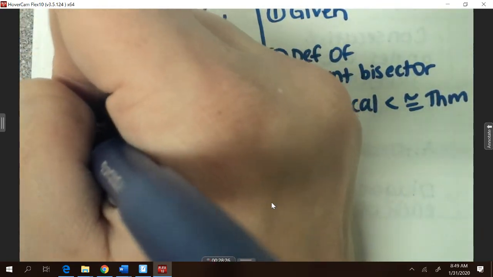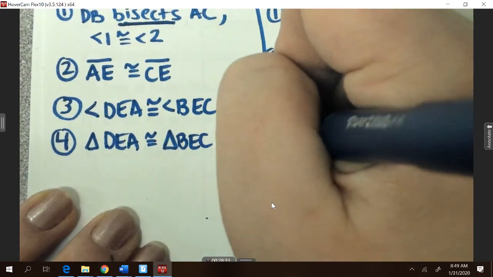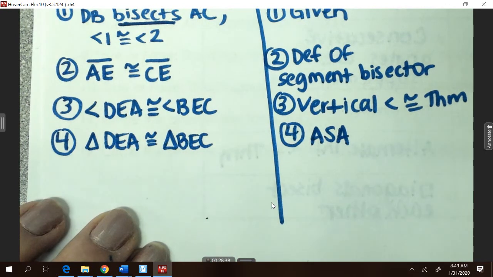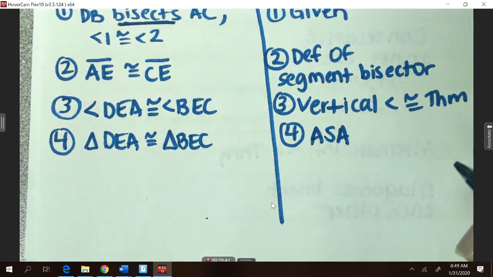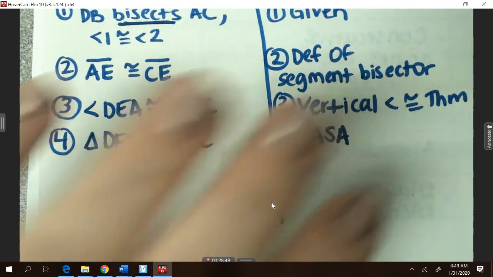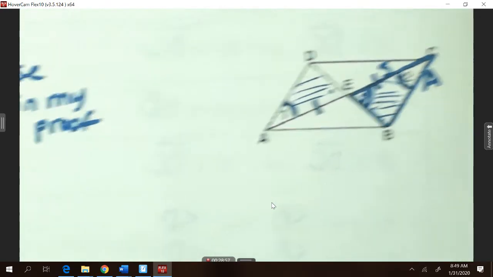Okay, so let's go ahead and name those triangles. I'm going to put triangle DEA is congruent to triangle BEC. And we said that that's because of ASA, two angles and included side. Okay, and now that I know that two triangles are congruent, what's true about all their corresponding parts? Yeah, absolutely. The corresponding parts are congruent.